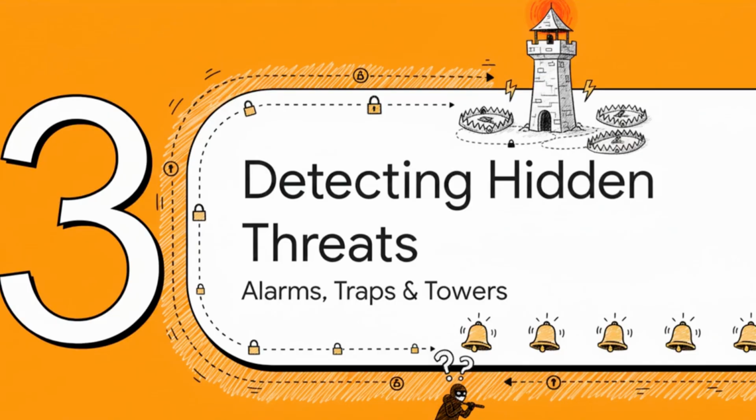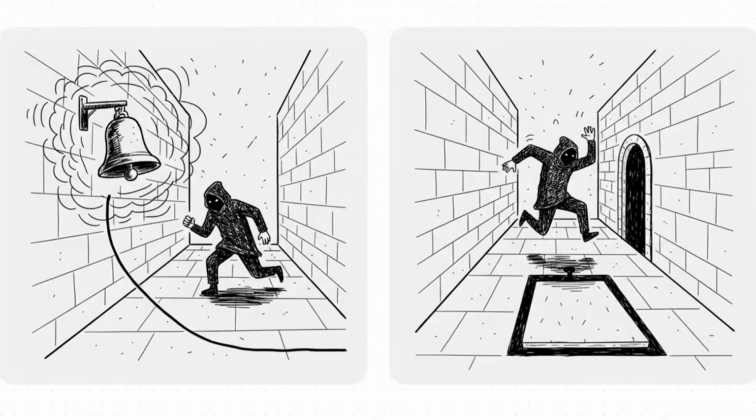But what happens if a really clever spy manages to sneak past all of that? Now we need to shift our thinking from just prevention to detection. It's time to set up our alarms, traps, and watchtowers. Here we have two systems that sound similar but are very different.